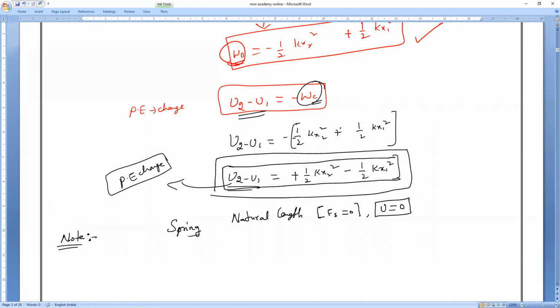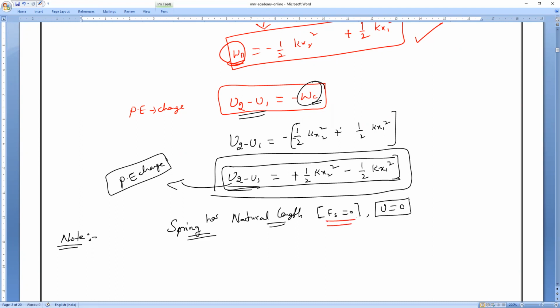Keep in mind, if the spring has natural length, what does that mean? Whatever you buy, the same length will be maintained. That is what we used to call normal length: no diameter increases, no diameter decreases. So the spring has normal length.